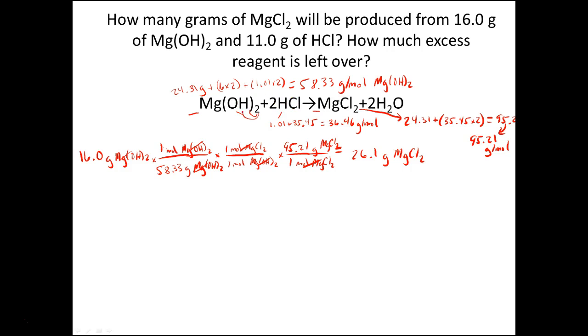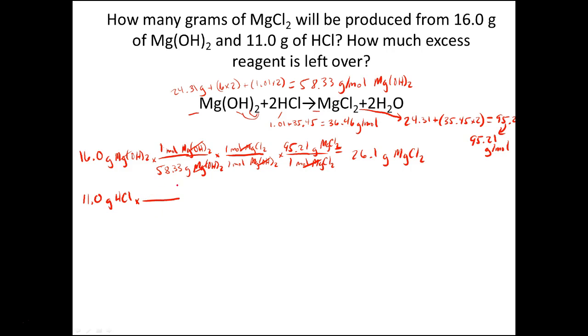We have nothing left to react when it runs out. So let's figure out here our HCl. We've got 11 grams of hydrochloric acid, and that is going to react, and it's gonna form our magnesium chloride as well.